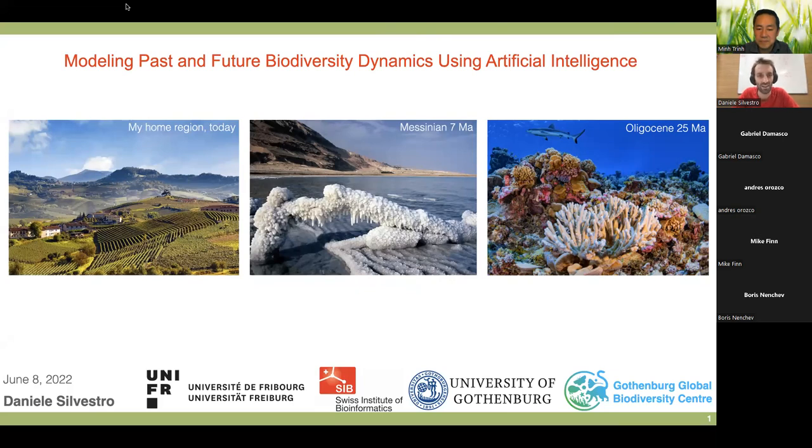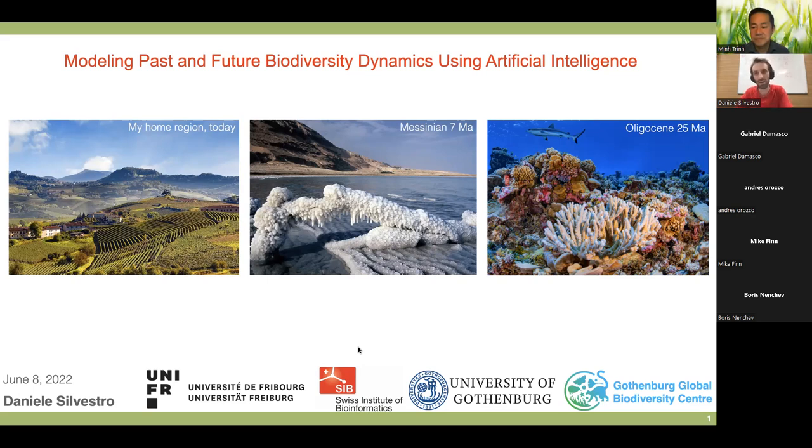In these three pictures, I show what my home region looks like today. Lots of vineyards. It's a place where Nutella was invented, among other things. But if we go back a few million years, this place would probably have looked like the image in the middle, which is basically a shallow sea. The Mediterranean Sea was closed at that point, and it basically evaporated most of it. So it was a hypersalty and harsh environment.